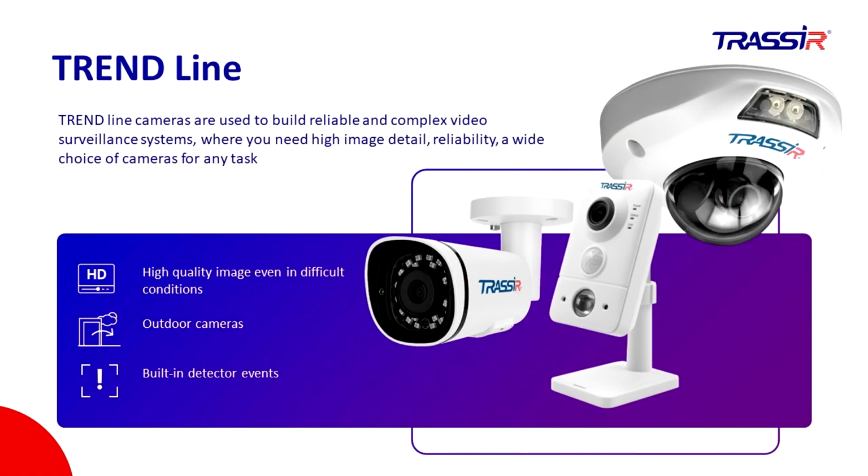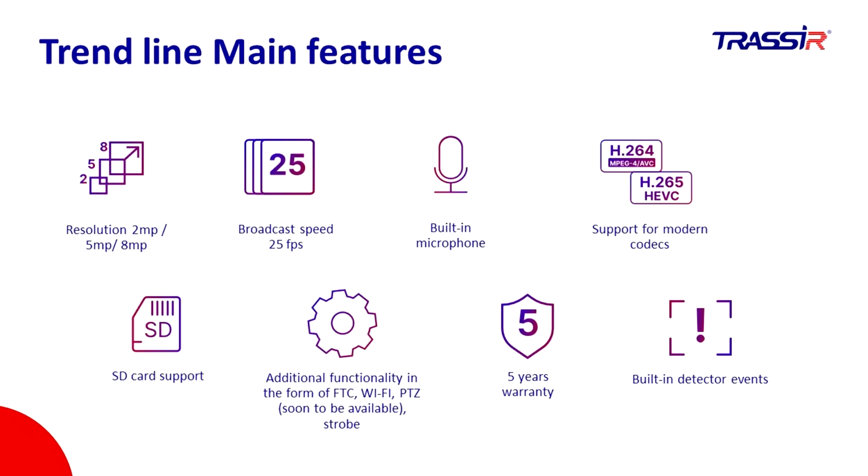Trend-line cameras are used to build reliable and complex video surveillance systems, where you need high image detail, reliability, and a wide choice of cameras for any task. They suit customers who need to watch video with sound, send voice messages to the camera installation location, save all data even in case of server failure, view the details on the video, and use analytical models.